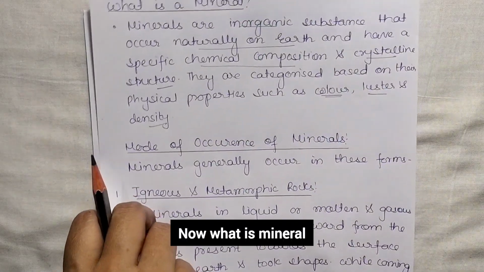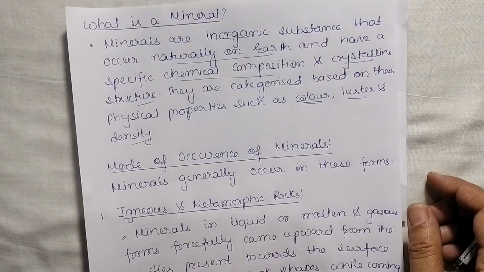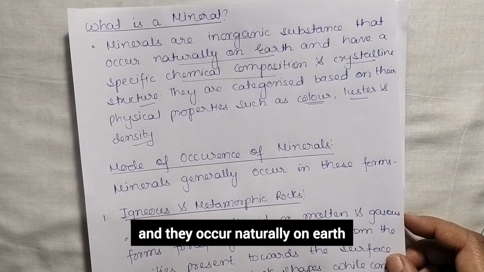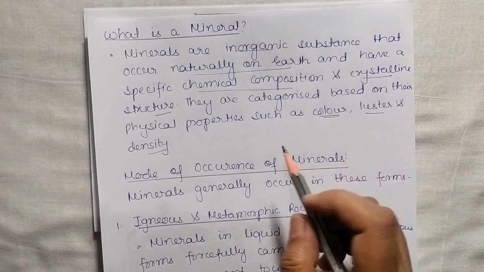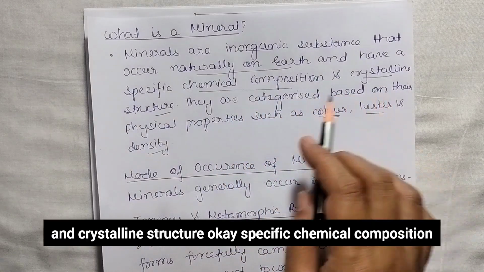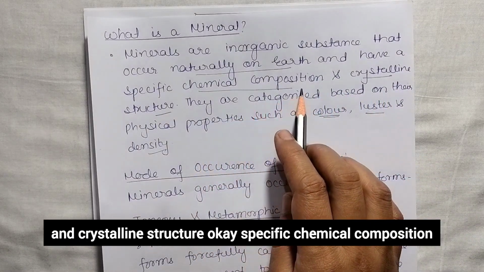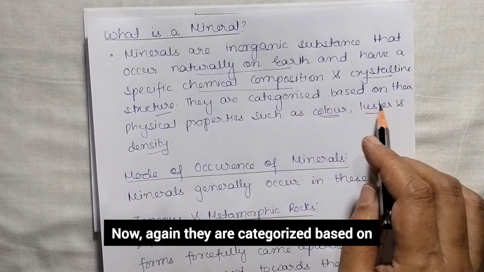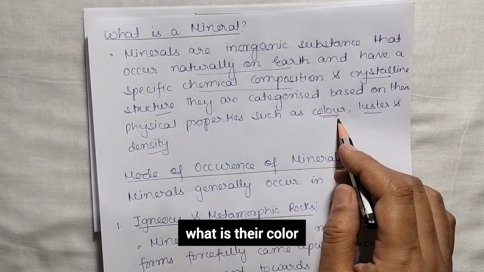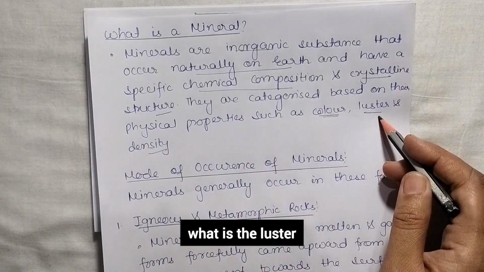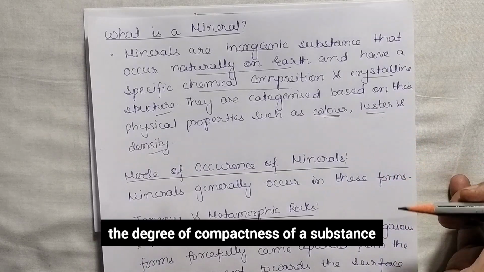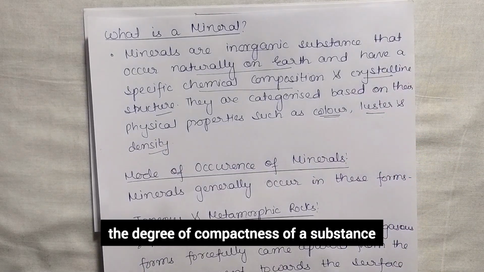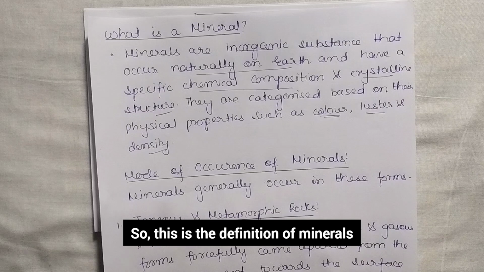Now what is mineral? Minerals are inorganic substances, not made up of living things, and they occur naturally on earth and have a specific chemical composition and crystalline structure. Again, they are categorized based on physical properties such as color, luster, that is their glow, and density, the degree of compactness of a substance. So this is the definition of minerals.